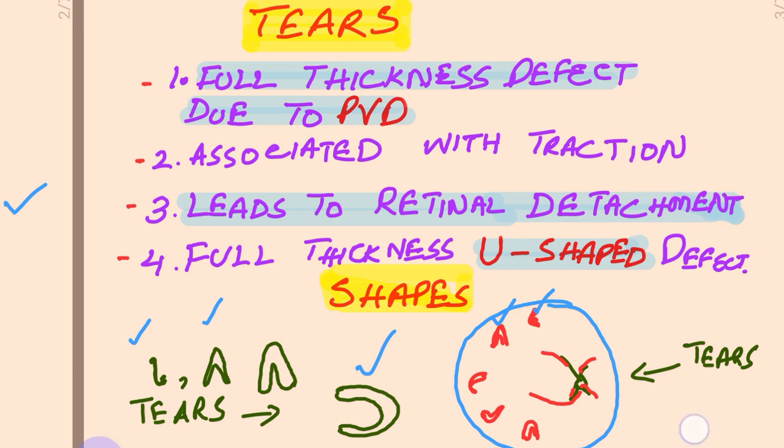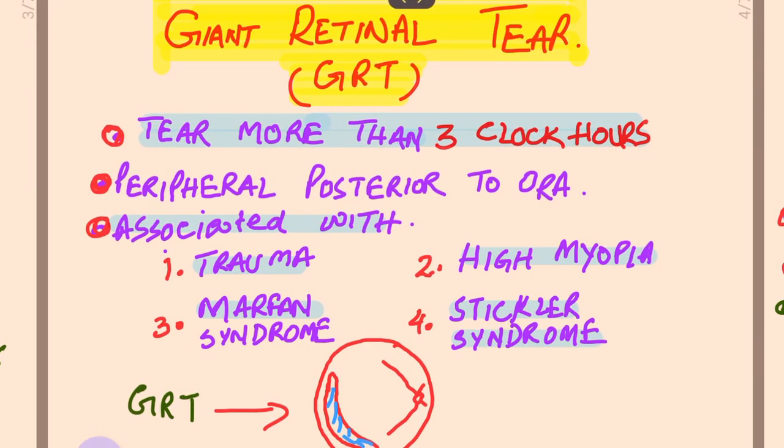The other type of breaks are giant retinal tears. Now giant retinal tears are mostly caused by two main causes. One is trauma and the other is high myopia. Now these two categories are very important, and they should be screened for giant retinal tear if they complain of any detachment in their eye. Now other causes can be Marfan syndrome and Stickler syndrome. They are also associated with giant retinal tears.